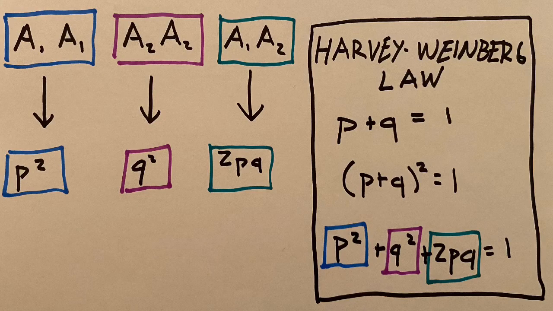We also assign frequencies to genotypes based on the alleles they're made of. According to this thing called the Harvey-Weinberg law, the frequency of A1A1 is P squared, A2A2 is Q squared, and A1A2 is 2PQ. The Harvey-Weinberg law uses a strategy we use when solving equations, converting from factored to general form.